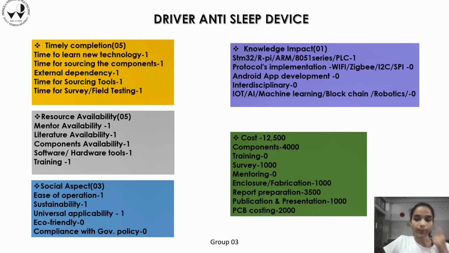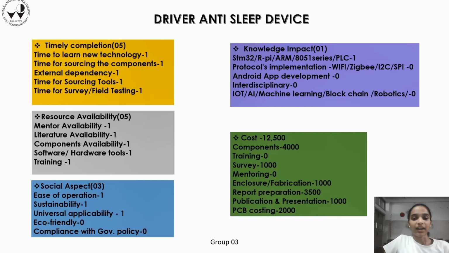Fourth parameter is knowledge impact. First sub-parameter, if we are using any of these controllers, we have to give it 1, otherwise we don't use, we have to give it 0. Second one is protocol implementations. If in this project implementation is happening, we have to give it 1, otherwise we have to give it 0.